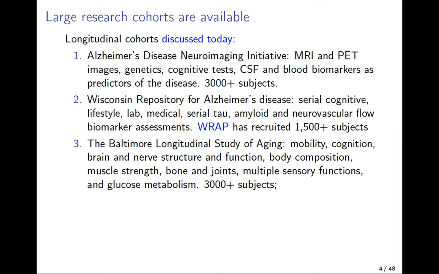So in particular, the first one is the WRAP data set. WRAP stands for Wisconsin Registry for Alzheimer's Prevention, and it follows aging subjects that are sons and daughters of people with Alzheimer's disease. And the third one is the BLSA, a study conducted in Baltimore that also follows aging people, and that has a lot of measurements, including a lot of imaging.